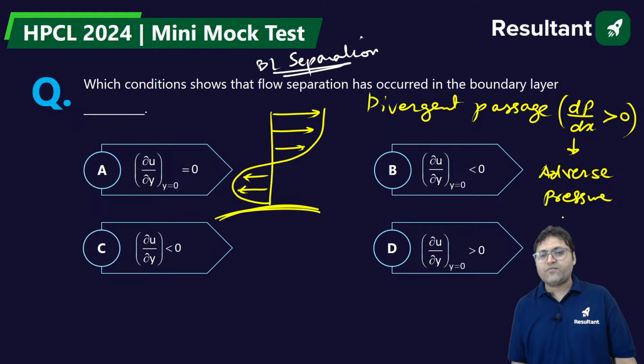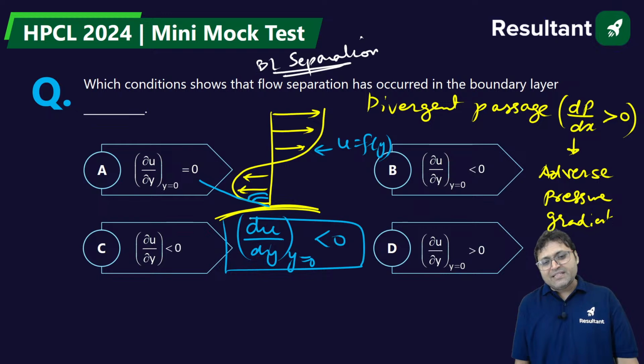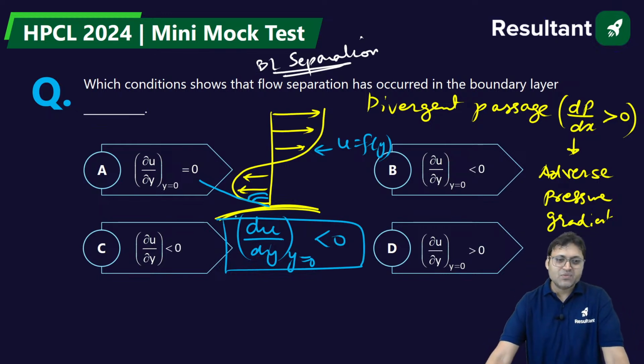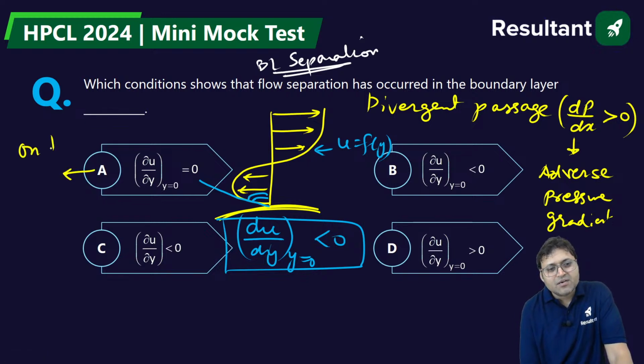So what is the condition of flow separation in the boundary layer? You can see it. If you take the velocity profile, u as a function of y, near the surface the slope of the velocity profile is negative. So when du by dy at y equal to 0 becomes negative, then the flow will get separated. This option A is on the verge of separation. When du by dy is almost 0, it means the flow is on the verge of separation.